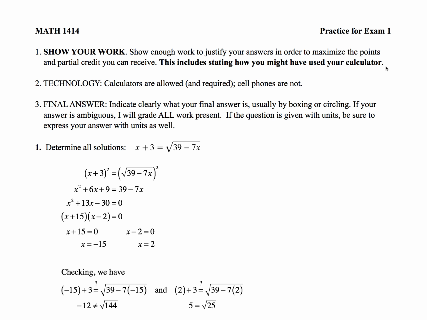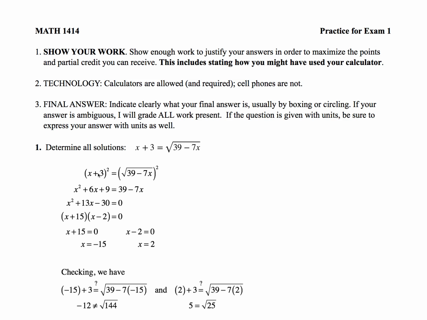So I start with question 1 here, and we're asked to determine all solutions for this equation. Since we have a square root on the right side of the equation, we want to square both sides to get rid of this radicand. That's the expression inside a radical. That's what it's called. And so we want to get that out by squaring the square root.